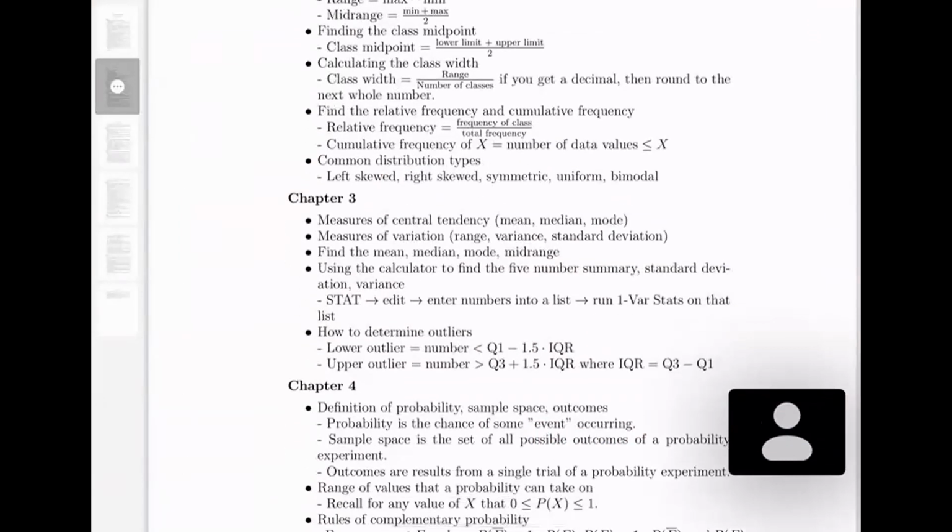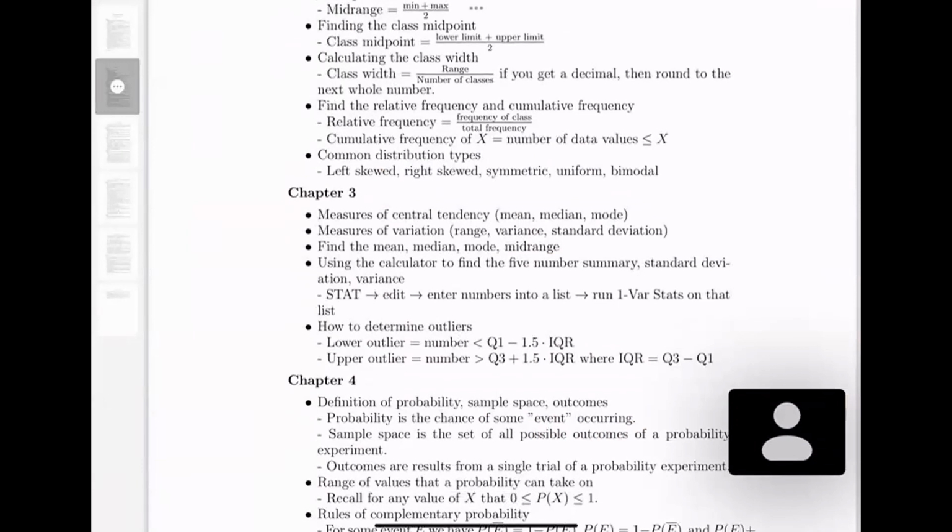What does symmetric mean? Yeah, basically you can mirror it across some axis. What's uniform? Basically, it has roughly the same frequency all the way throughout. And bimodal, there are 2 modes.